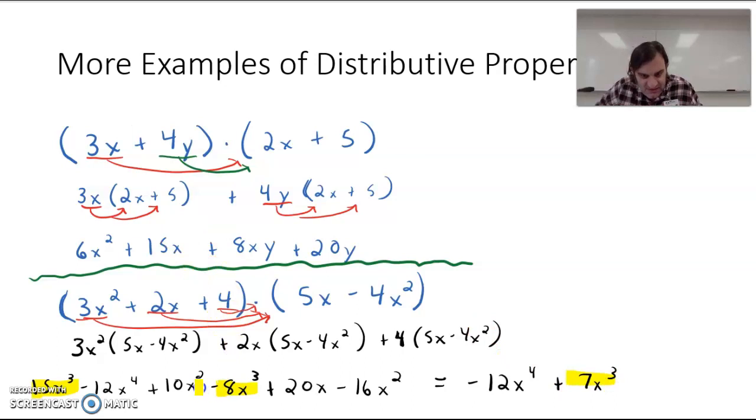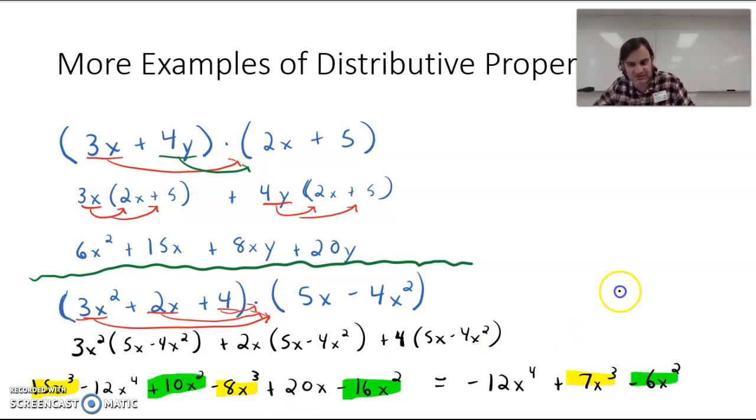Let's see where that comes from. We have 2 things with an x squared. We have 10x squared minus 16x squared. So that will give me minus 6x squared. And the last thing that's left is just 20x, so there's nothing to combine that with, so plus 20x. Okay, so there we have the solution to that second part.